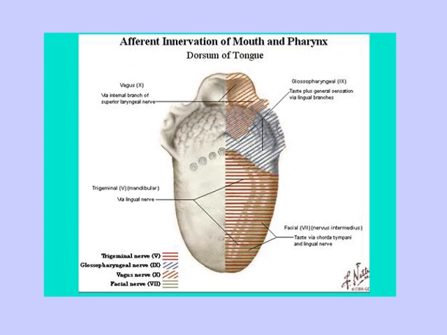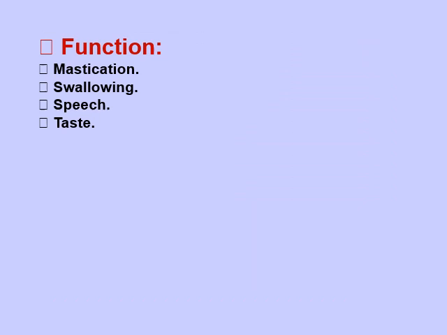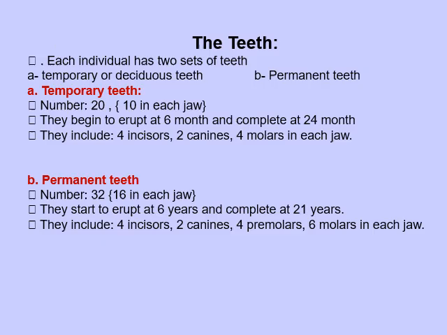Nerve supply of the tongue, as we all know: anterior 2/3 of the tongue, general sensation supplied by the lingual nerve, associated with taste sensation carried in the chorda tympani nerve of the facial. Posterior 1/3 of the tongue is related to the glossopharyngeal nerve in both taste sensation and general sensation. The most posterior part of the tongue is related to the vagus nerve in both general sensation and taste sensation. Function of the tongue: mastication, swallowing, speech, and taste sensation.